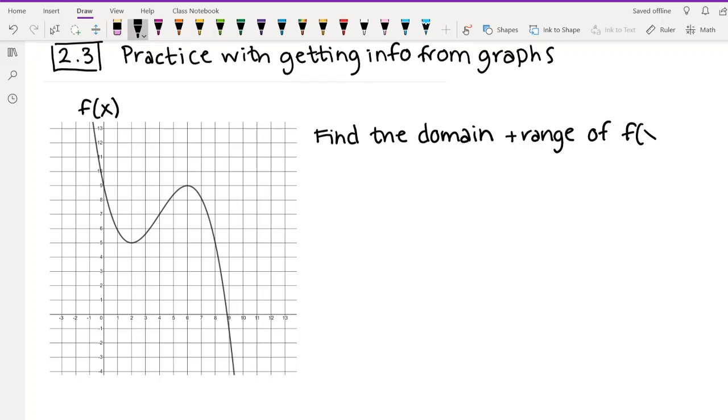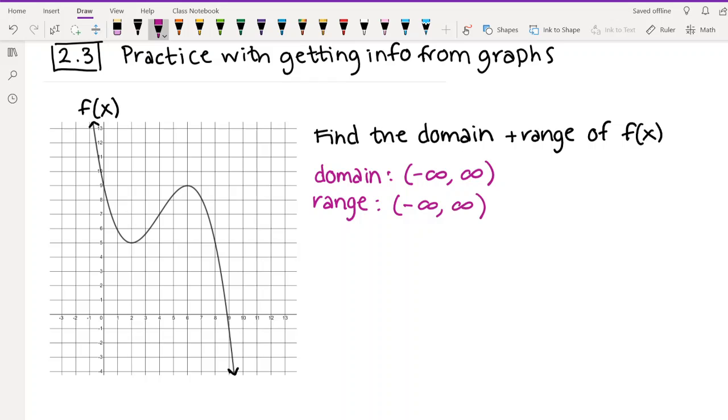Okay, so by looking at the graph, when we see the graph heading off the page, that means we can assume it continues in the direction it was already heading. We can see that the graph continues to the left and continues to the right, and therefore the domain is all real numbers. Similarly, the graph continues down and it continues up, so the range is also all real numbers. There's just no point at which the graph ends, so it keeps going in all directions.